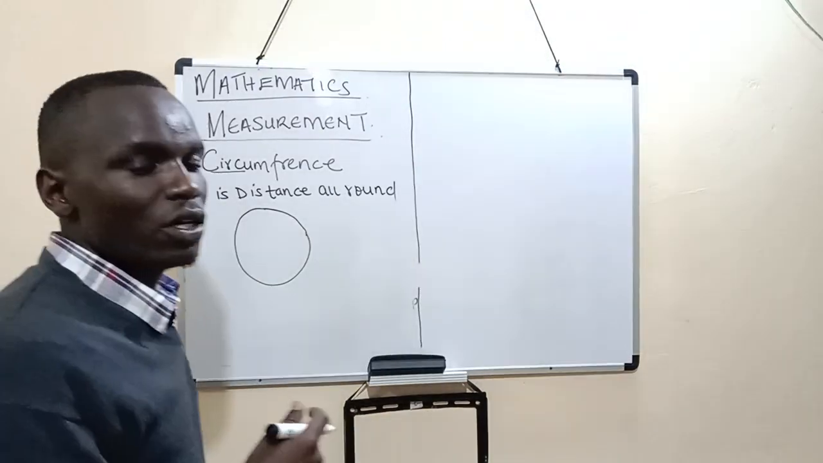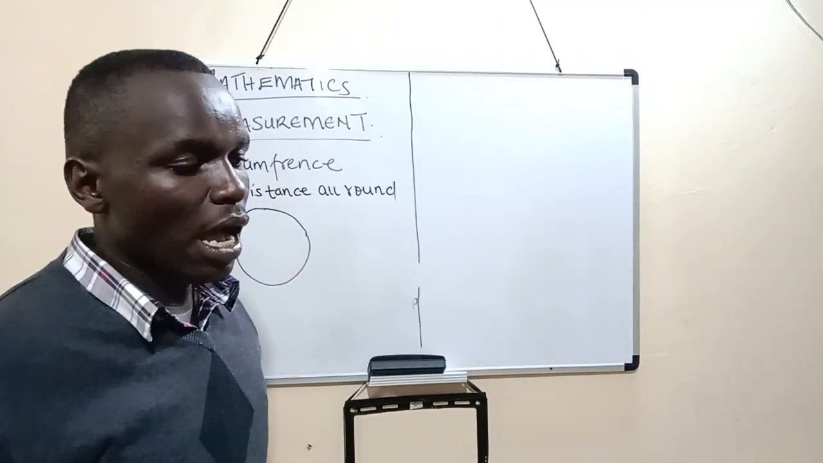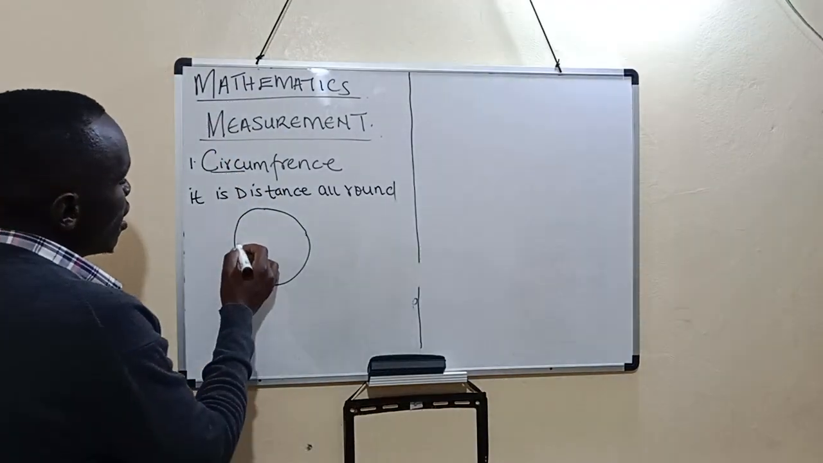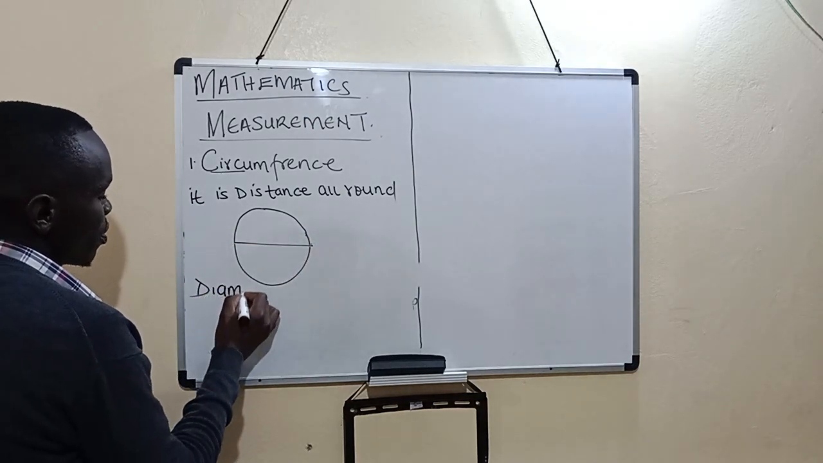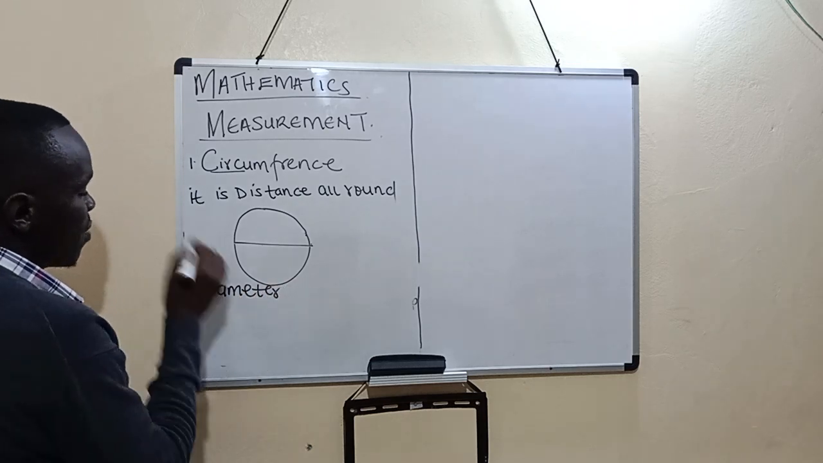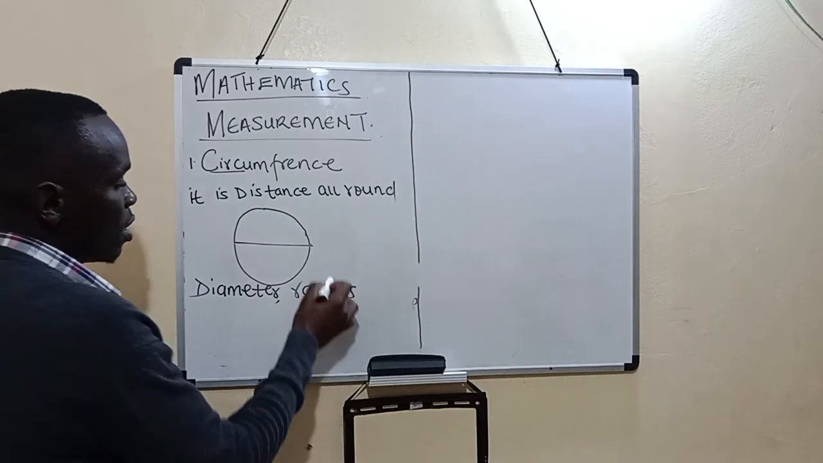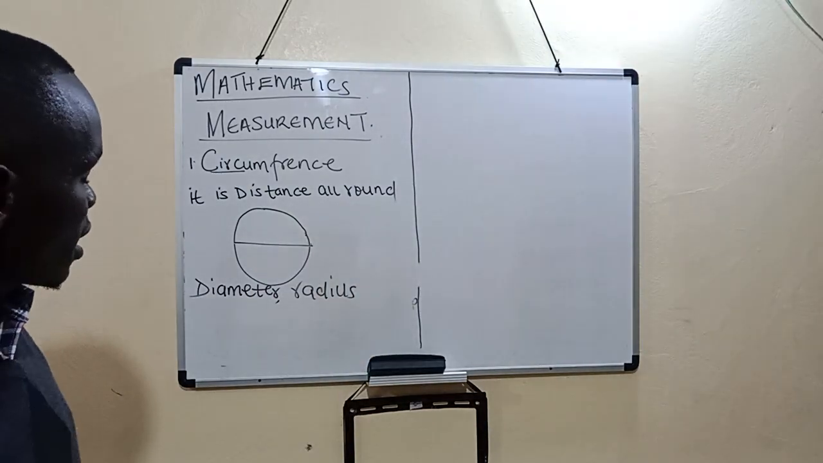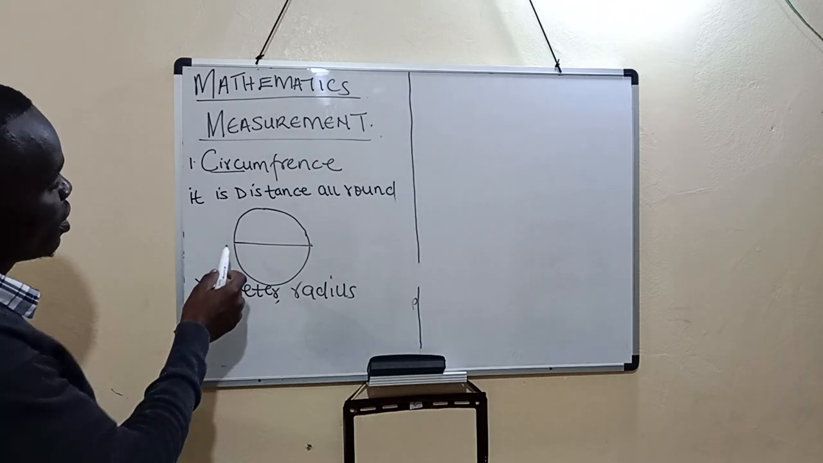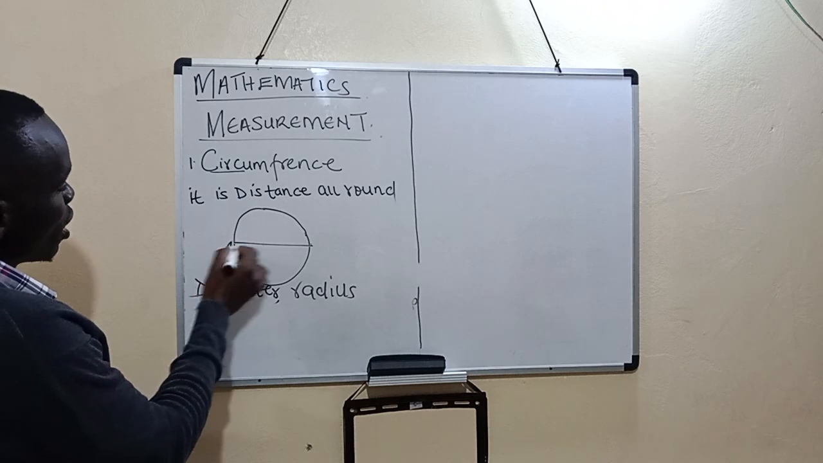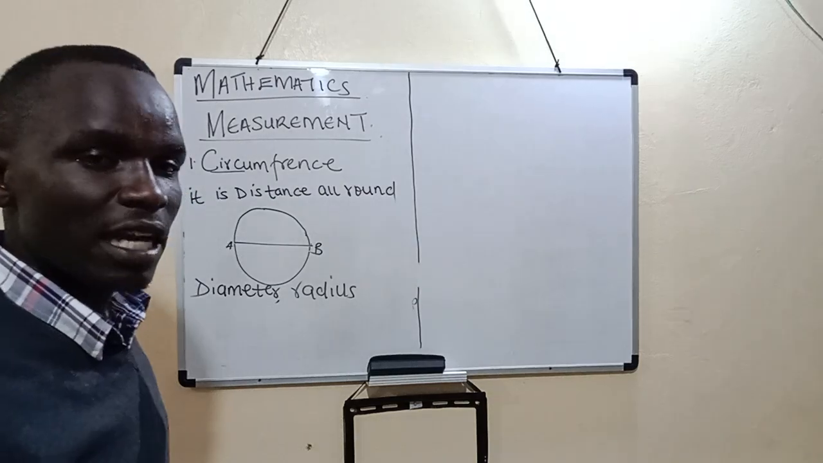And you remember in our previous grade we discussed concepts such as diameter. Then we talked about radius. When we talk about diameter, it is the distance from this point, call it point A, to point B. The distance from point A to point B is the diameter.